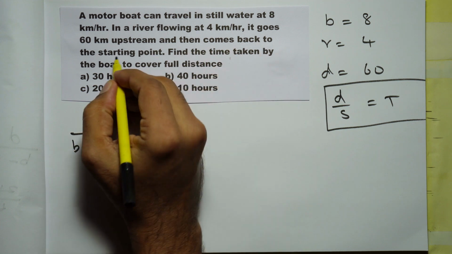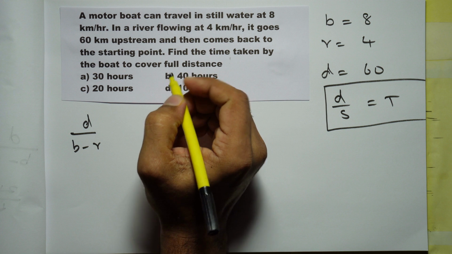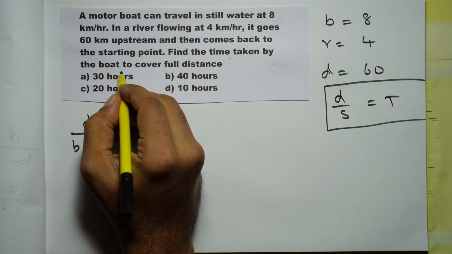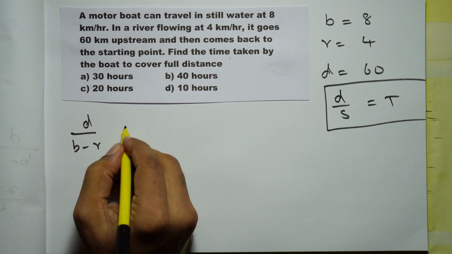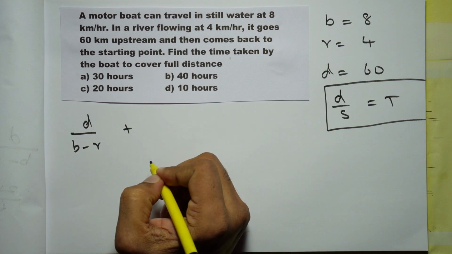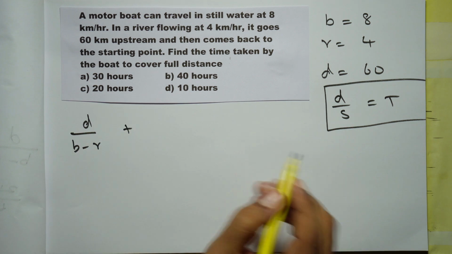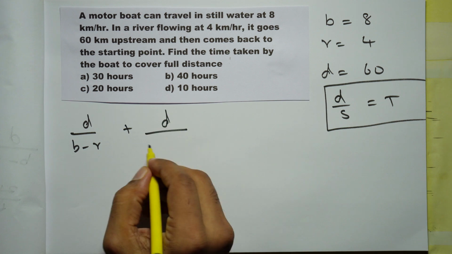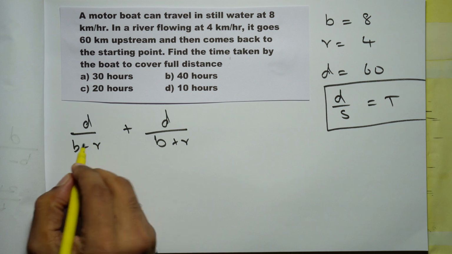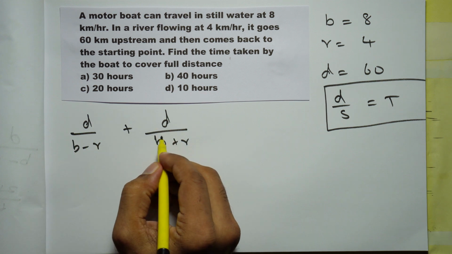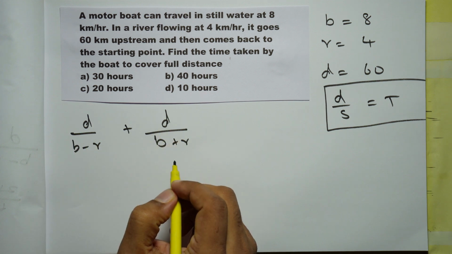And then comes back to the starting point. And find the time taken to cover the full distance. This is the time required for upstreaming plus time required for downstreaming. Whether you are upstreaming or downstreaming, distance is same, d by effective velocity b plus r. So this is the time required for upstreaming plus time required for downstreaming. This is the total time.